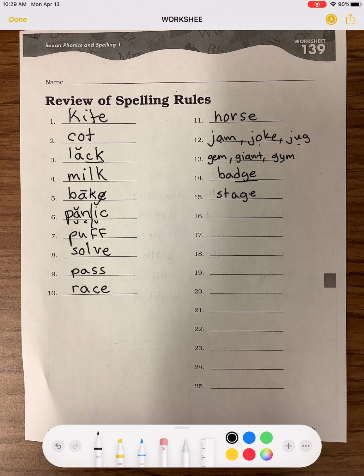Okay, final CH spelling rules. TCH comes after a short vowel, and CH comes after anything else. So let's start with a word that has a short vowel. Let's look at the word itch. I, short vowel, ch, itch.